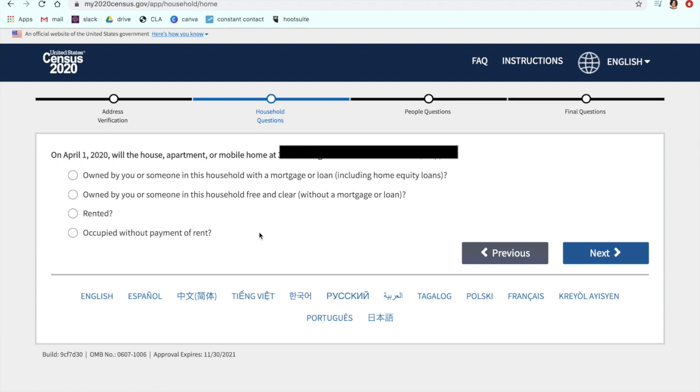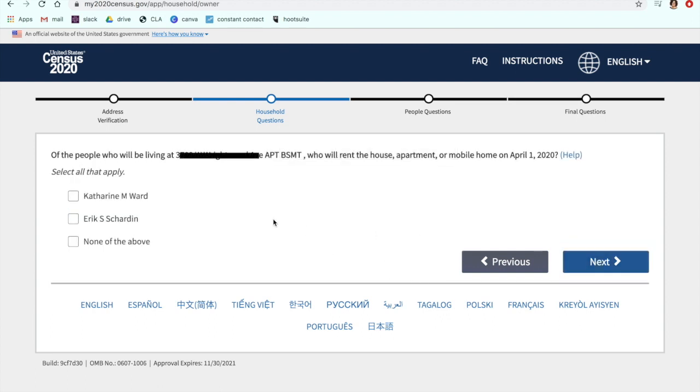And April 1st, with a house, apartment, or mobile home. Will the house or apartment be owned by you or someone else in this household, free and clear, without a mortgage, or are you renting? I am renting. So I am going to say my apartment is rented. Of the people who will be living there on April 1st, who will rent the apartment? These people will be renting.